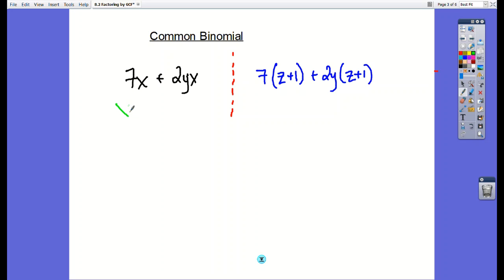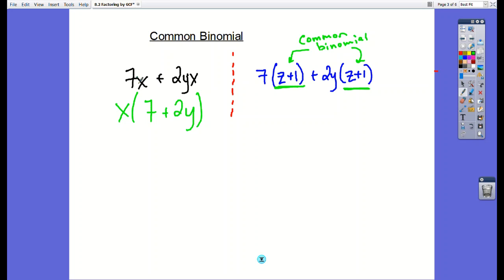Just x on the outside, and then the 7 plus 2y. There we go. X times 7 plus 2y. That's how we factor the left side. The right side is the same thing. It just looks different. So we have here, this is what we would call our common binomial. It is the same, right? There's that word common. So it's the same in both terms.